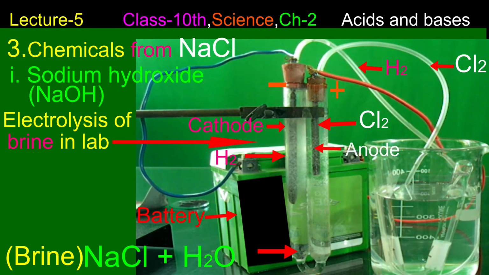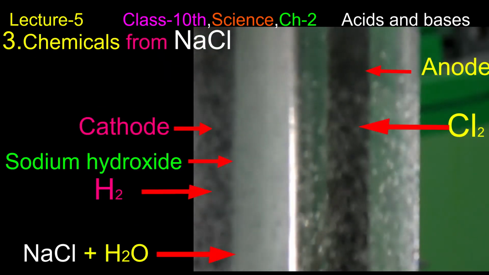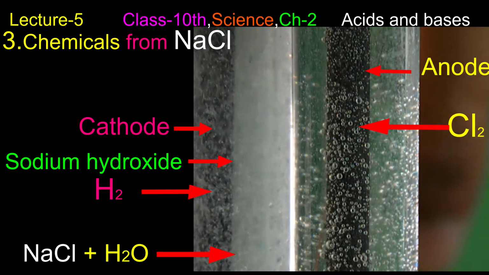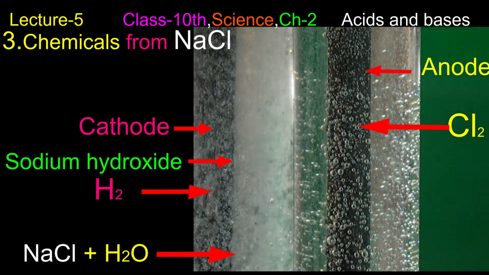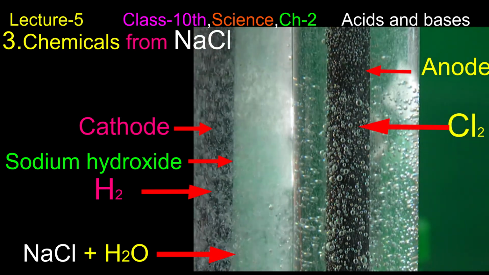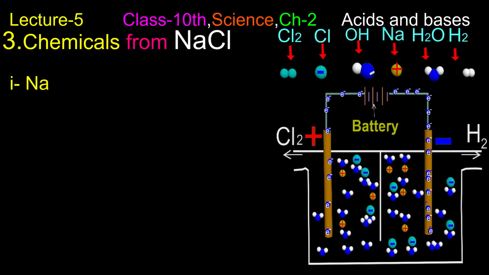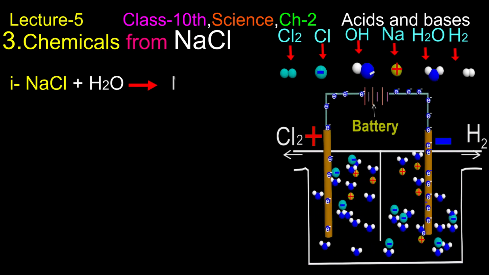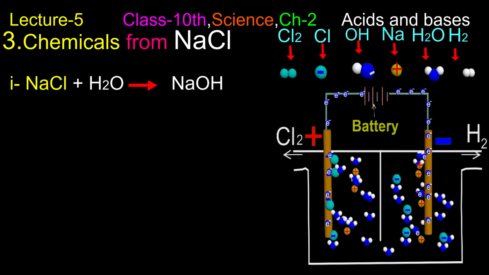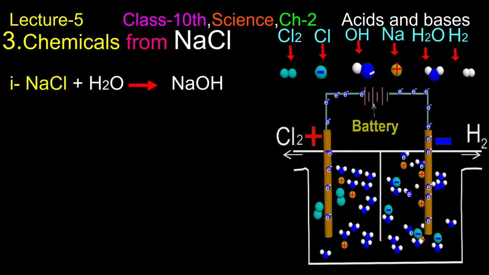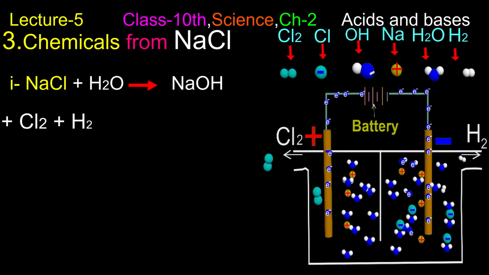The process is called chloralkali process, because in this reaction chlorine and alkali are produced. The reaction is NaCl plus H2O, on electrolysis produce NaOH plus Cl2 plus H2.